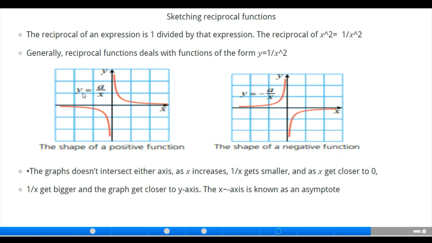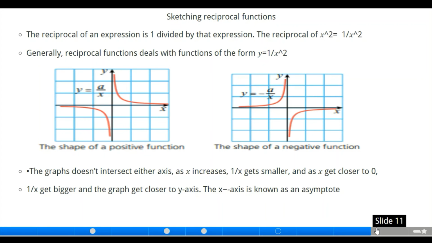So in this form, we have an illustration of when y equals a over x, that is, the function given to us is a positive expression, and when we have a negative expression, y equals minus a over x, our graphs alternate each other. So the graph does not intersect either axis. As x increases, 1 over x gets smaller, and as 1 over x gets bigger, it moves closer to the y axis.